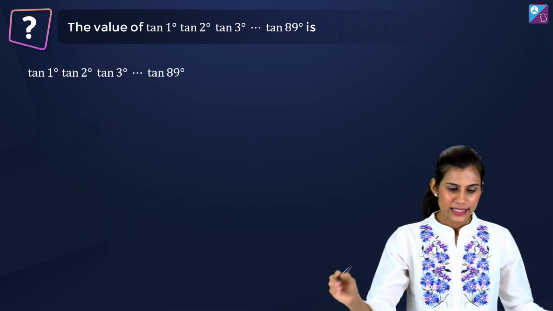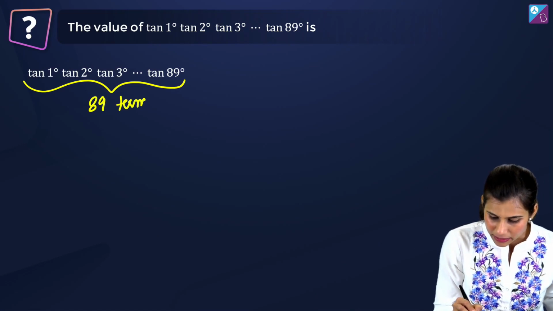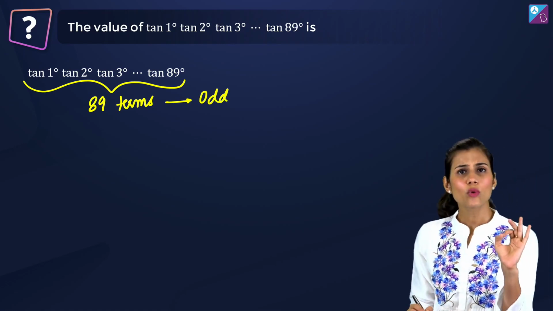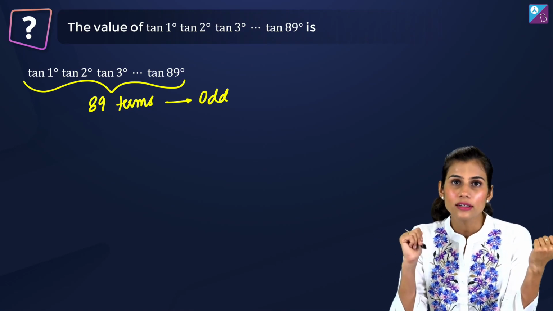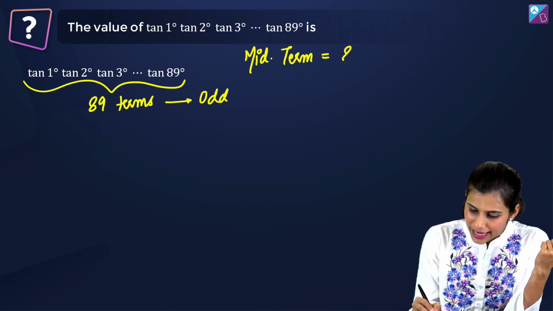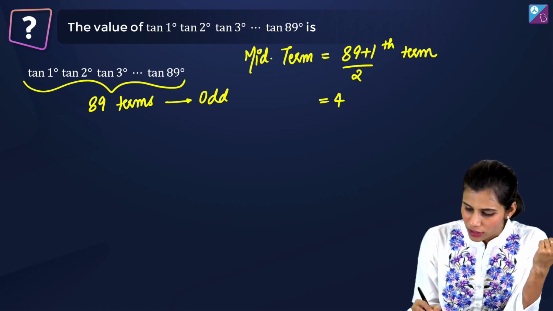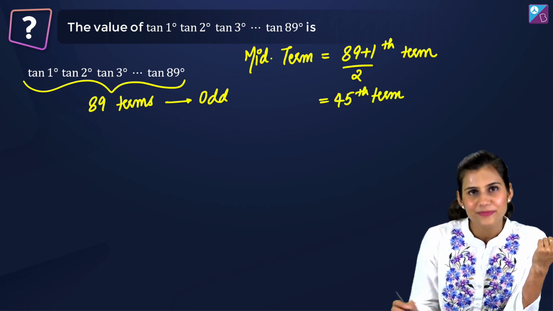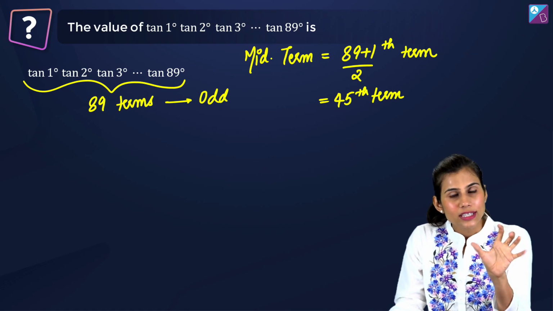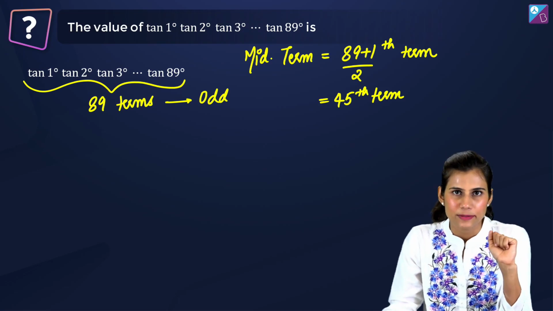Well, first of all, realize that here we have the product of 89 terms, isn't it? And 89 is an odd number. So can you tell me what will be the middle term here in this entire product? Well, if I talk about the middle term, it will be the (89 plus 1) by 2th term, which means the 45th term. Correct? Easy peasy. If you have the number of terms as n, and if n is odd, then the (n plus 1) by 2th term happens to be the single most middle term sitting in that expression.